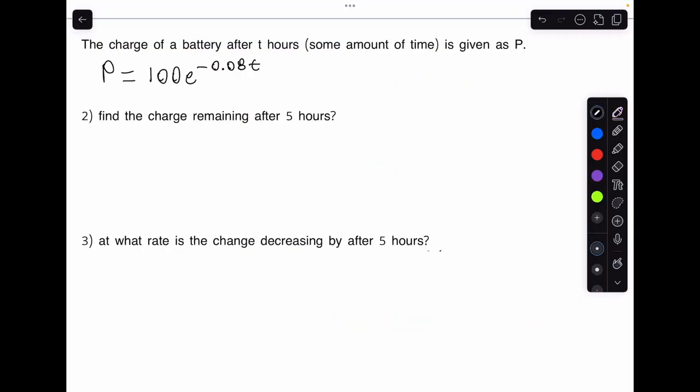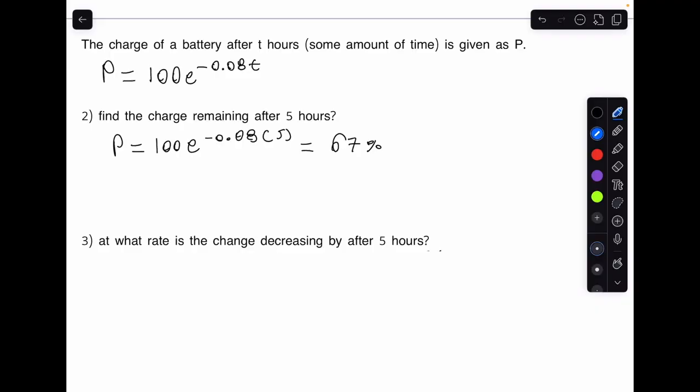We have find the charge remaining after 5 hours for question 2. That's super easy. All we do is take P here, and P gives us the charge, so we just plug in 5 for t, and we get 67%. So the charge after 5 hours is 67%. Very easy. The third question is a little different. So at what rate is the charge decreasing after 5 hours?